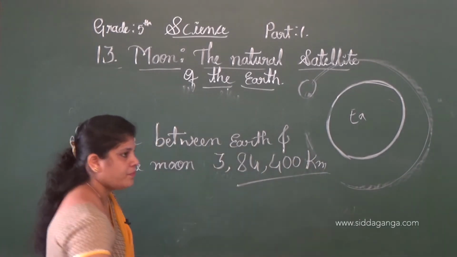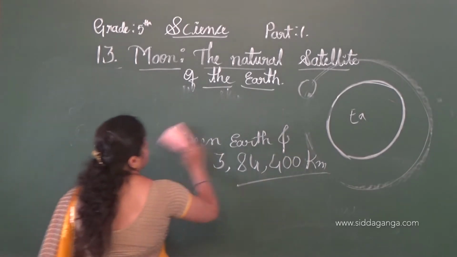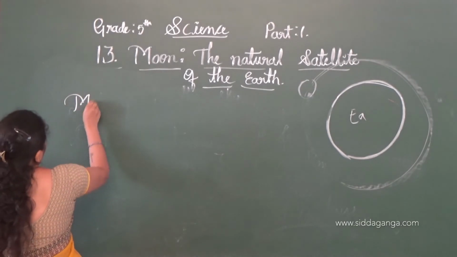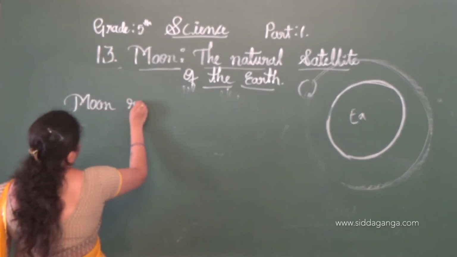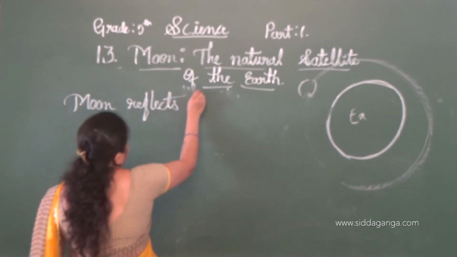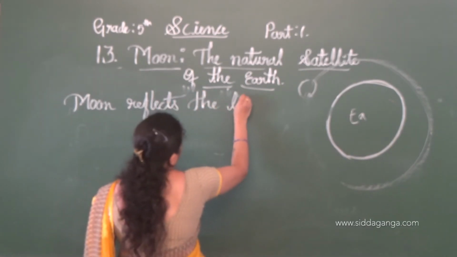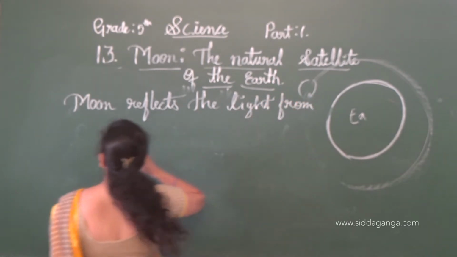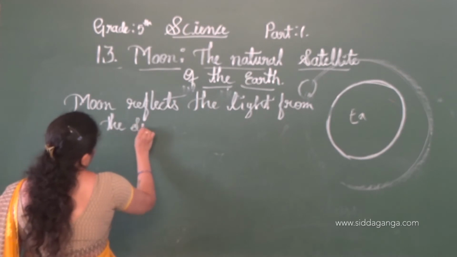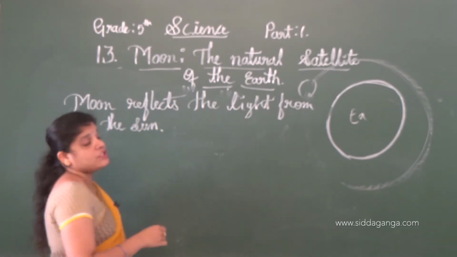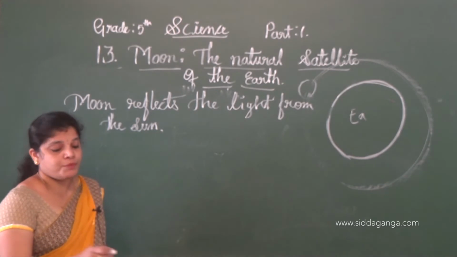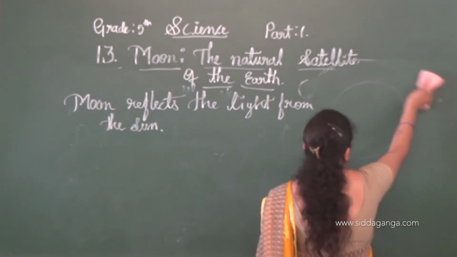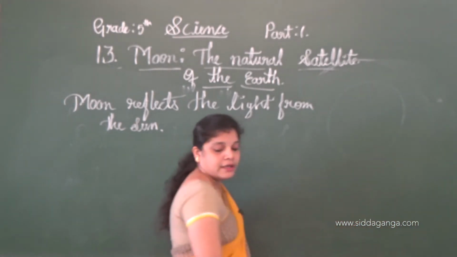How? The moon reflects the light from the sun. This moon is a non-luminous object. Non-luminous object means it does not give us its own light; what it does is reflect a little light.